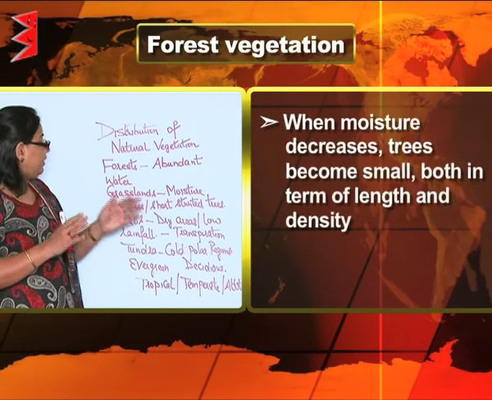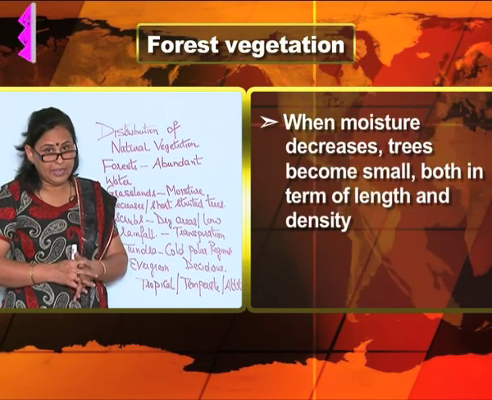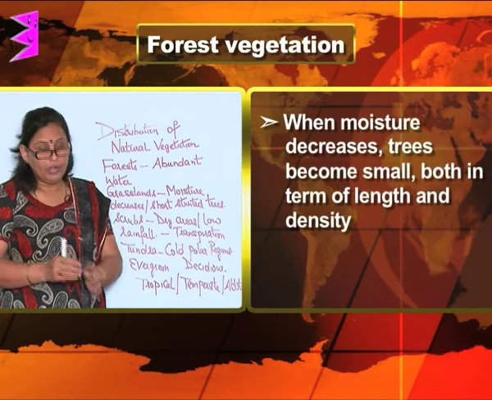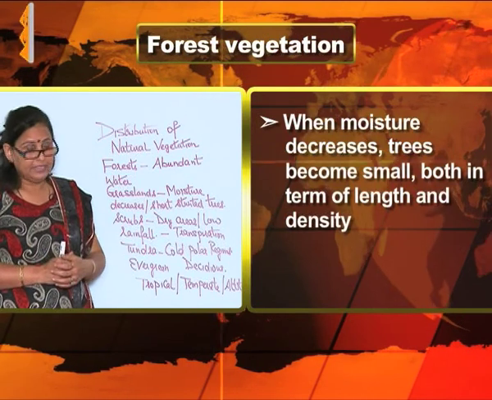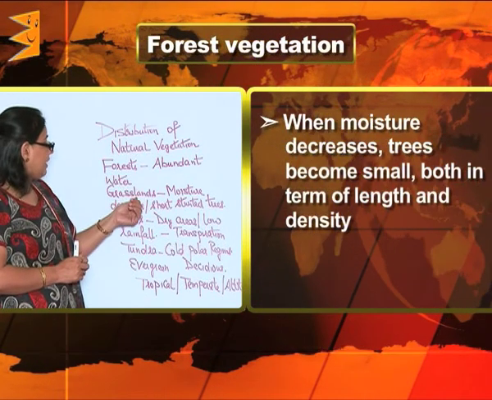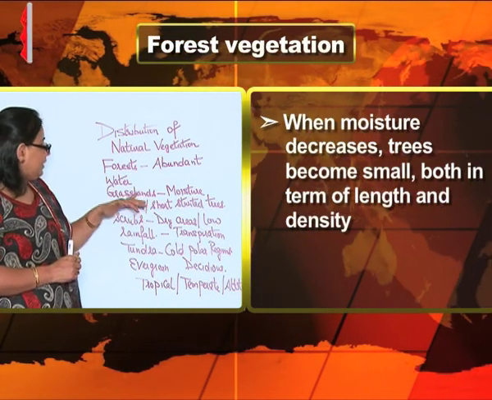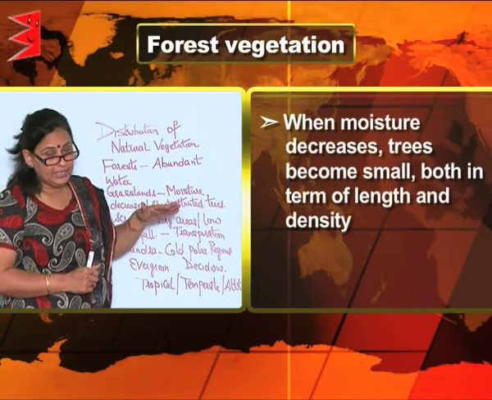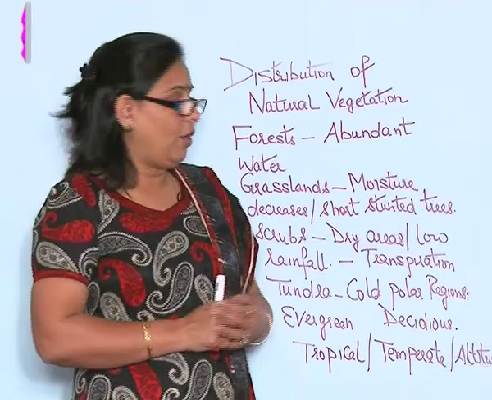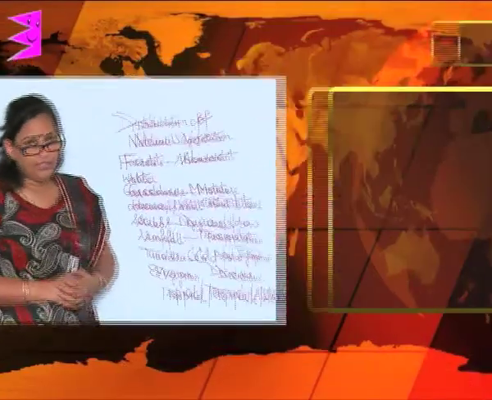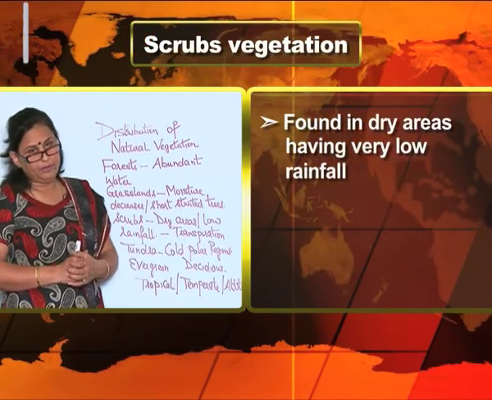When the water decreases, that is the moisture decreases, that is the time that the trees become smaller, both in terms of length as well as in terms of density, and this can be called the grasslands. This is due to the fact that the moisture is decreasing in this kind of vegetation. Then we move on to the scrub vegetation, which is found in the dry areas which have very low rainfall.